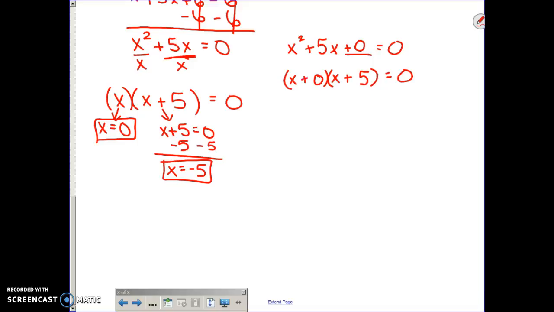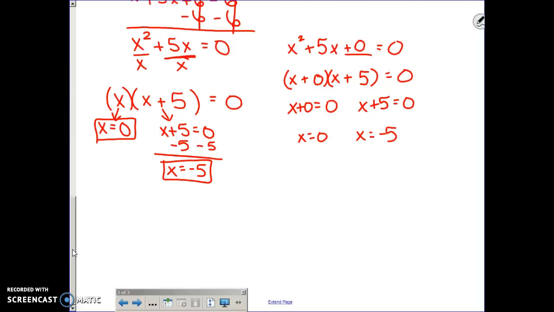And it's actually pretty similar to what we did over here. X plus 0 would then be 0. X plus 5 would also equal 0, and you get x equals 0, x equals negative 5. Okay, two ways to do it. You could have also done quadratic formula or complete the square. It's just really not that ideal because there's a simpler way to do it.